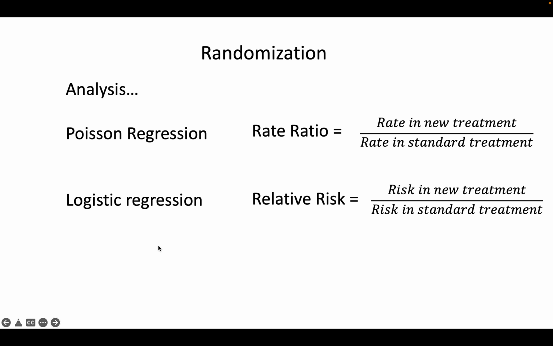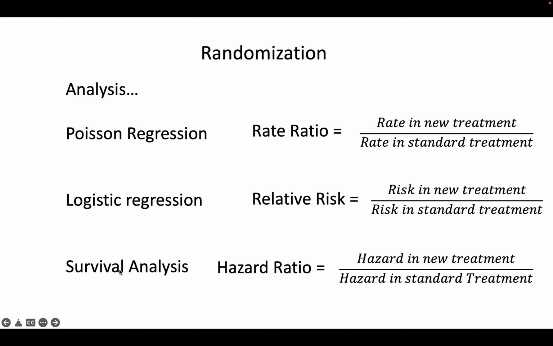If you think the event is rare enough, you might be able to get away with logistic regression. If you have a binary rare outcome, you might be able to estimate relative risk. That's the risk in the new treatment group versus the risk of mortality in the standard. But even if it isn't rare, you could still do that, but it would be an odds ratio.